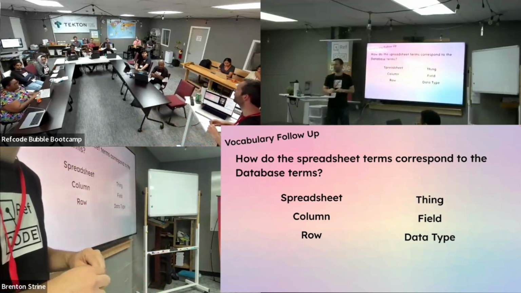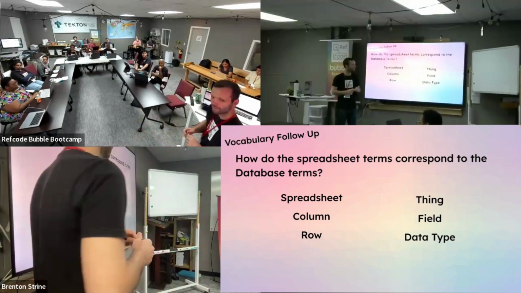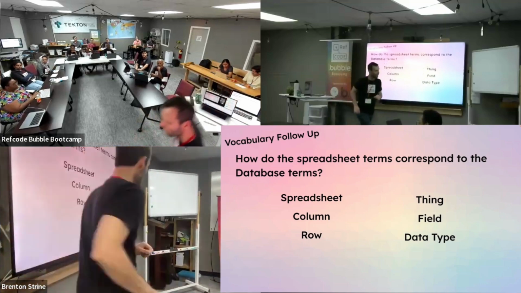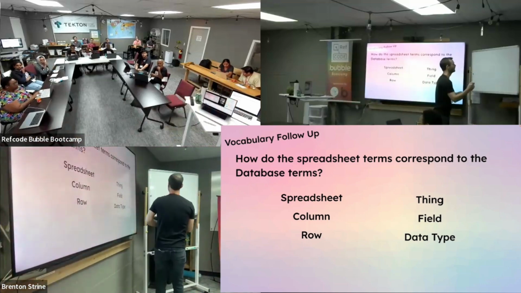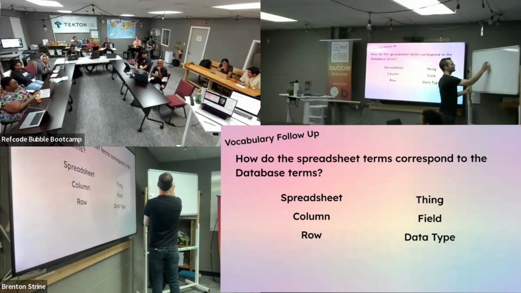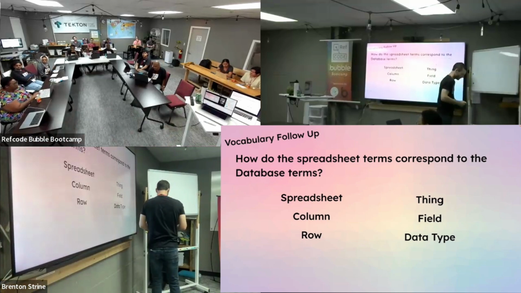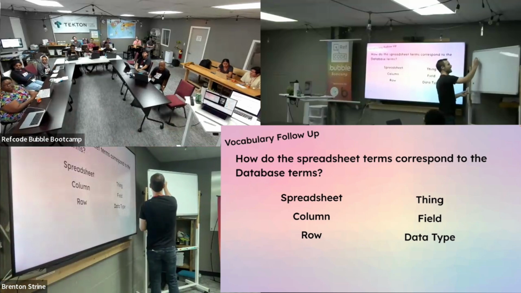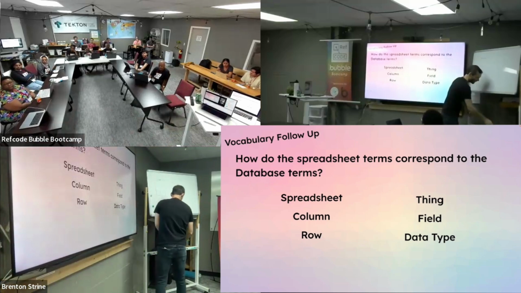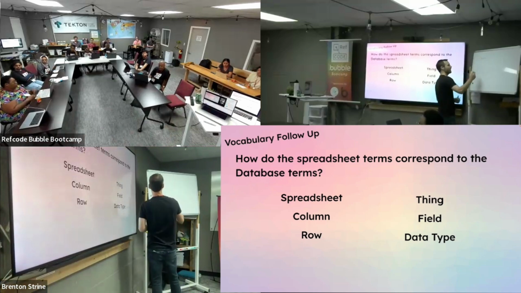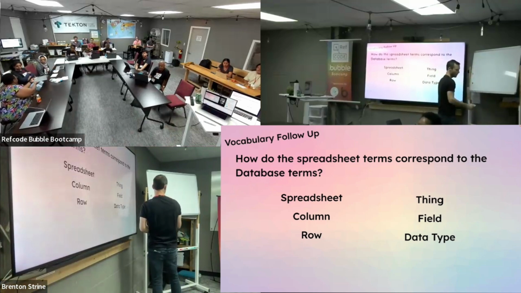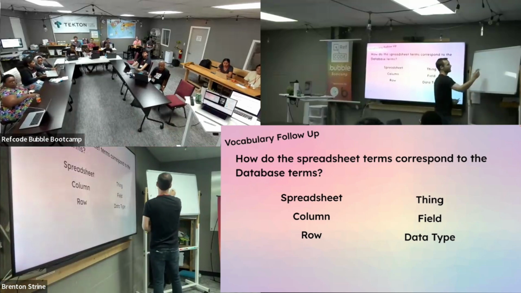Thing. Field. I'll draw a little diagram to help. So spreadsheet looks like this. So the whole spreadsheet is named spreadsheet. And then the columns are like this. And the rows are like this.